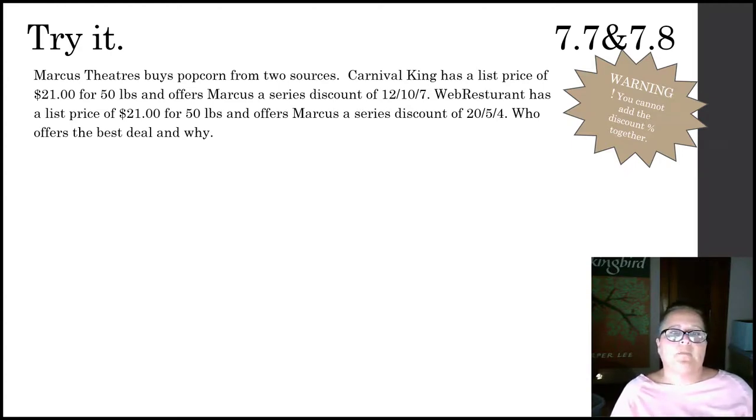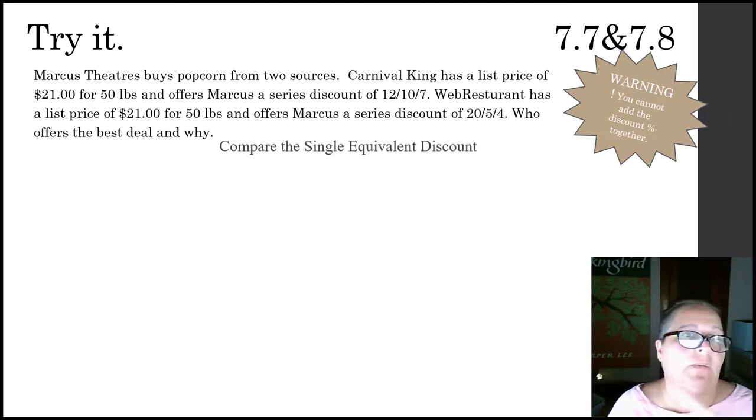So the warning here is we cannot just add up the percents. And in this particular situation, that's misleading anyway, because if I were to add up the 12, the 10, and the 7, that's 29. And then if I were to add up the 20, the 5, and the 4, that's also 29. But there is a difference. One is better than the other. So how do we do that?